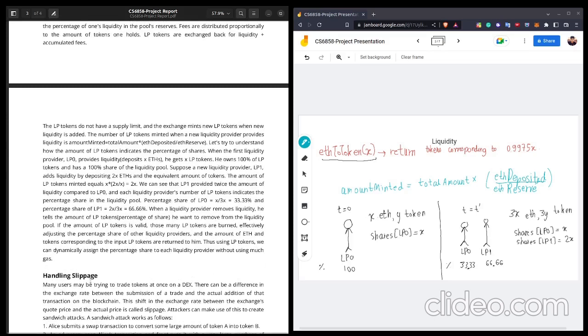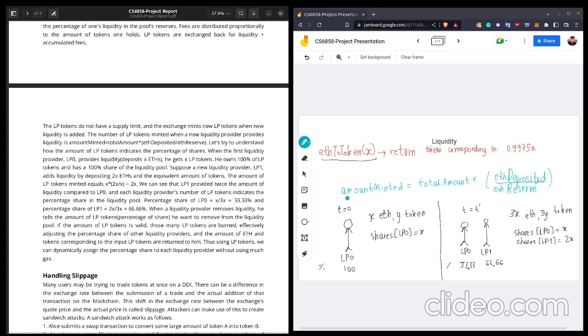The LP tokens do not have a supply limit, and new LP tokens are minted when new liquidity is added. When old liquidity providers decide to withdraw, their tokens are burned. This ensures that the number of LP tokens assigned to a liquidity provider indicates their correct share in the liquidity pool, irrespective of whether new liquidity is added or some old liquidity is withdrawn.